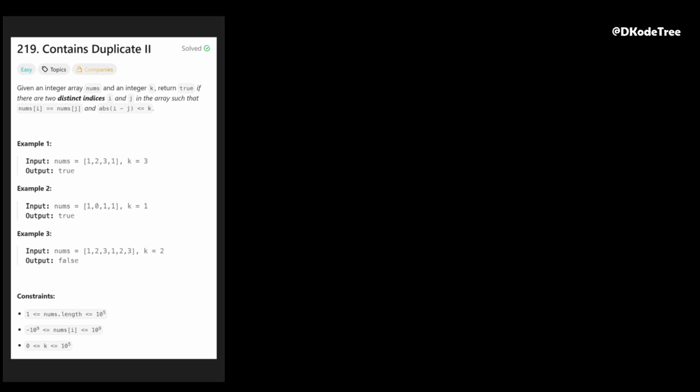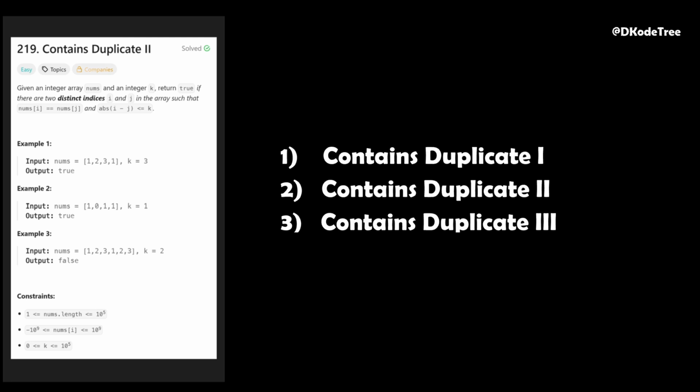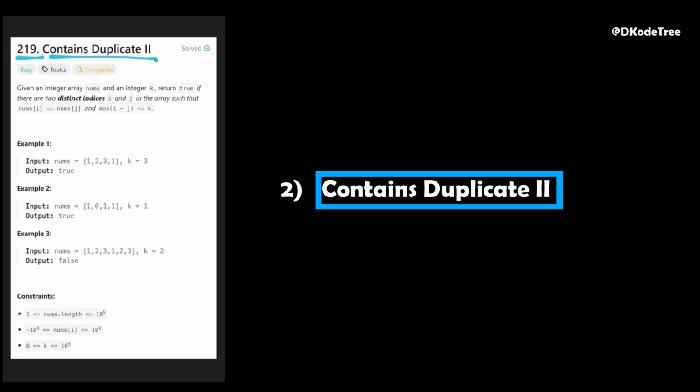Hello everyone, welcome back. Today I will be discussing the second problem in the contains duplicate series, that is Leetcode 219 contains duplicate 2. This one is pretty straightforward on its own, and even if you haven't solved the previous one, I think you will still be able to solve this problem without any trouble.